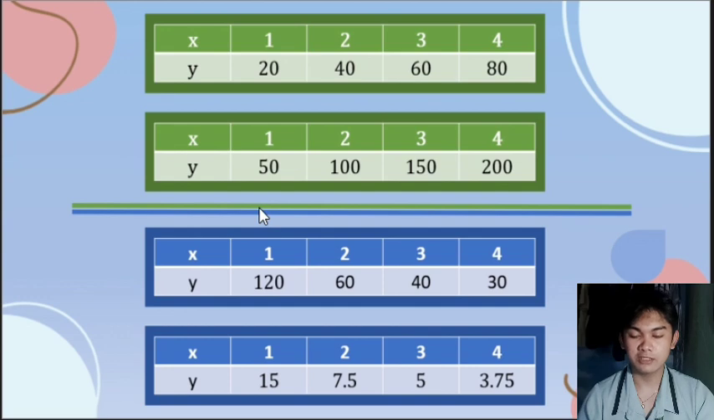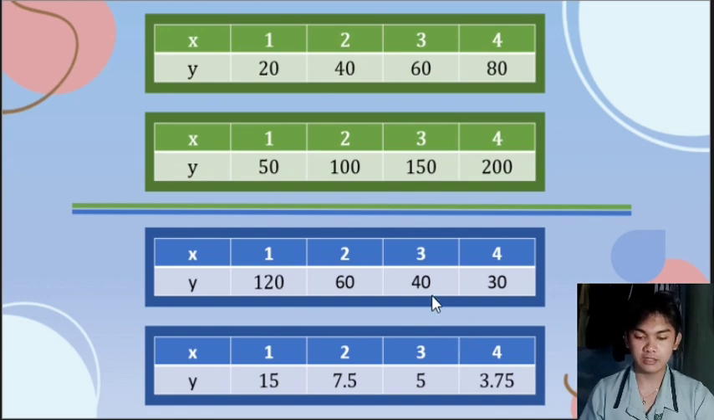Alright, so anyone who wants to tell me what they have noticed between these 2 sets of tables of values? Okay. Alright, so you're correct. As you can notice in these sets of values, in the first table of values in color green, when the value of x increases, the value of y also increases. While on the other set, when the value of x increases, the value of y decreases. And when the value of y increases, the value of x decreases.